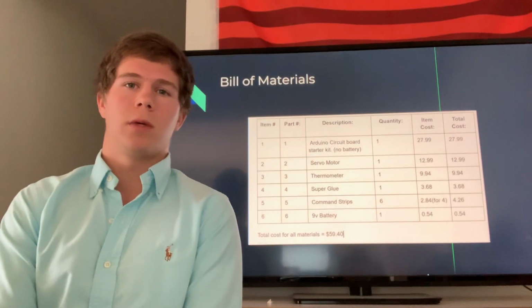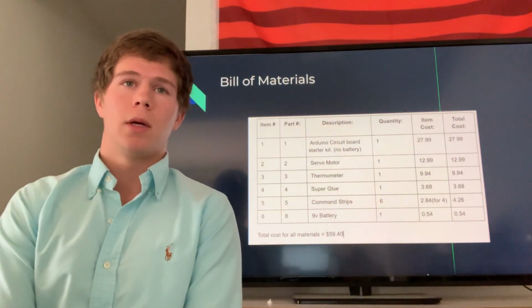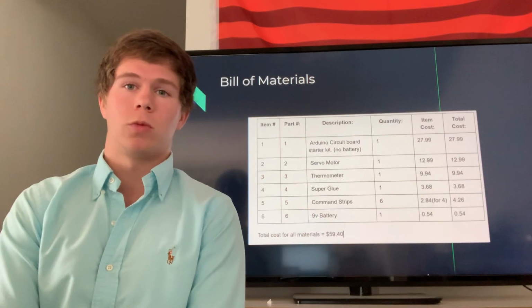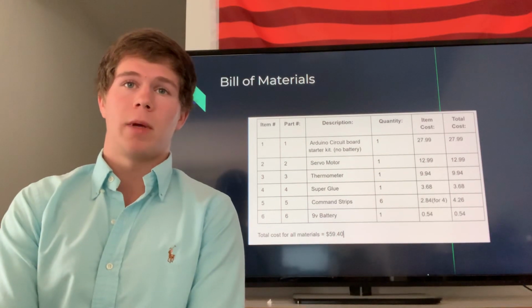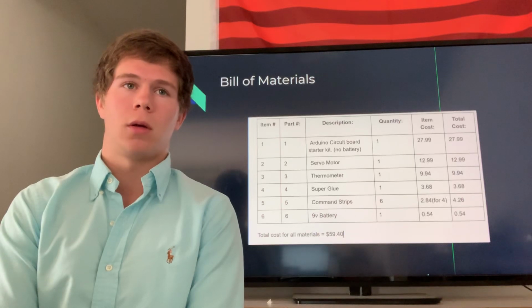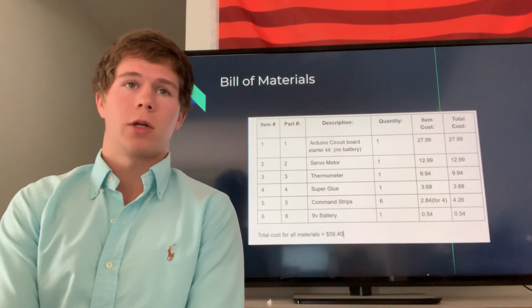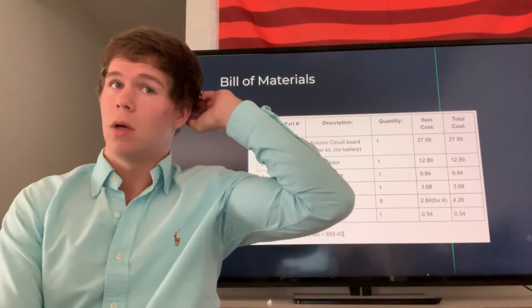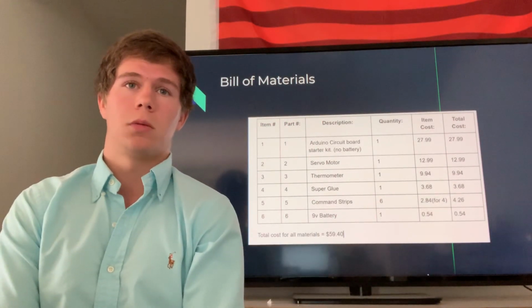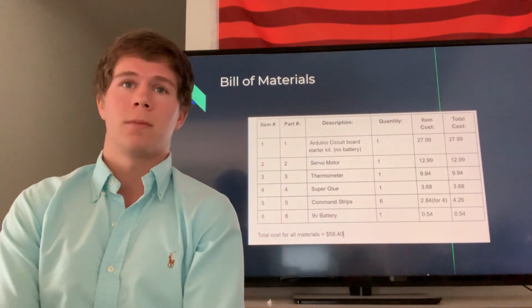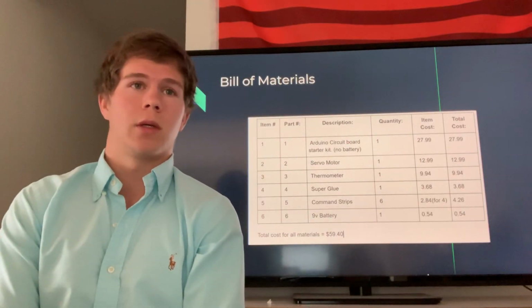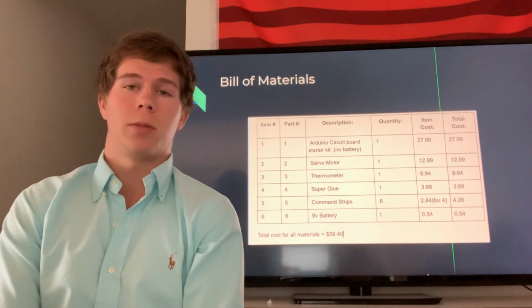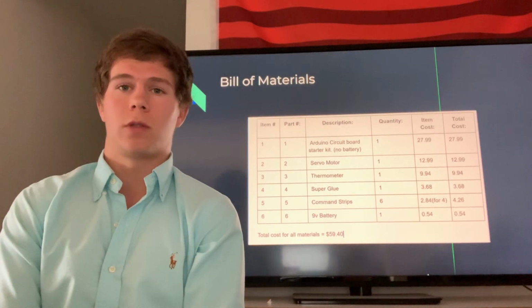Now, as you can see here in our bill of materials, the most expensive part is the Arduino circuit starter kit, which was $27.99. This made up nearly half the cost of the entire fan regulator. When thinking about production on a large scale, many of the components above would cost less if they were bought in bulk. For example, a pack of 5 thermometers only costs $7.86 compared to the one costing $9.94. Another way that the cost of materials could be mitigated would be through saving money on shipping costs if certain components of the device weren't ordered using express shipping.